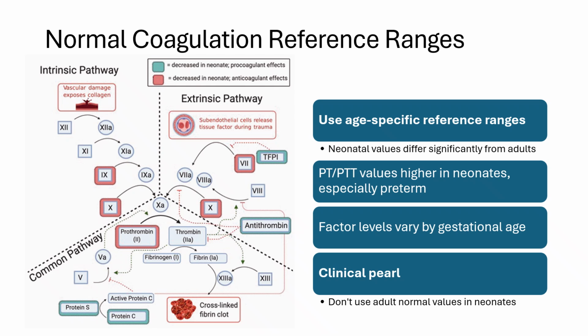The clinical pearl emphasizes never using adult normal values in neonates. A PT of 15 seconds would be abnormal in an adult, but completely normal in a term neonate. Similarly, an APTT of 50 seconds represents normal neonatal physiology, not coagulopathy.